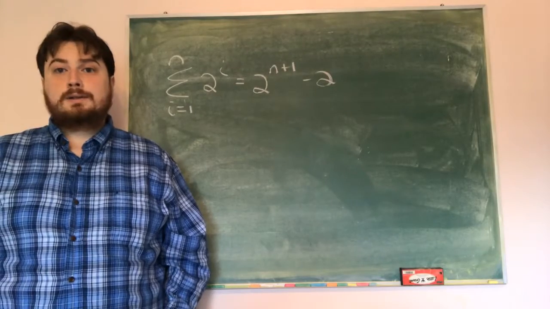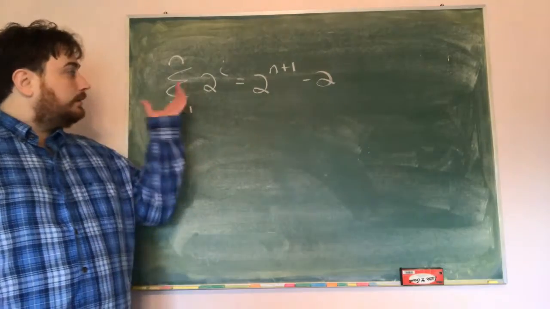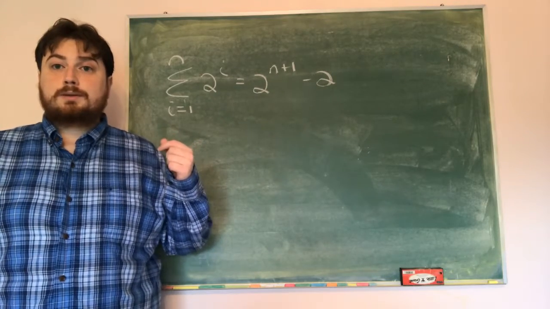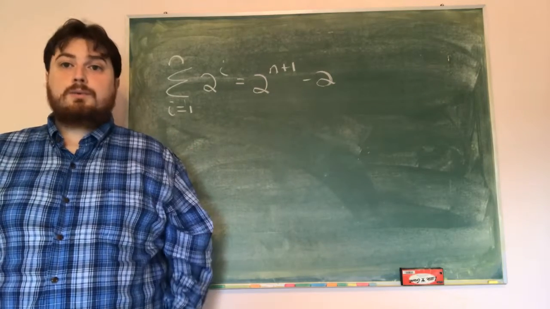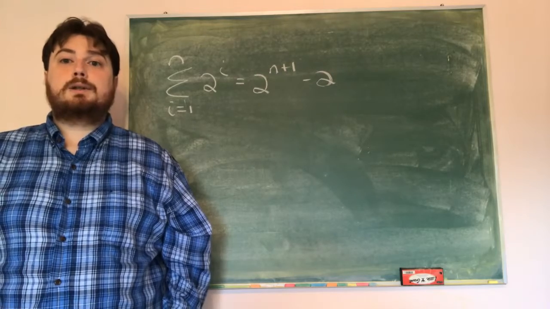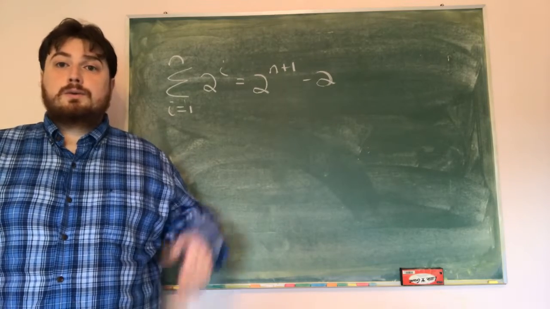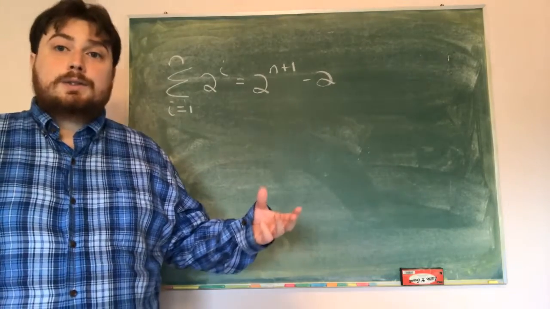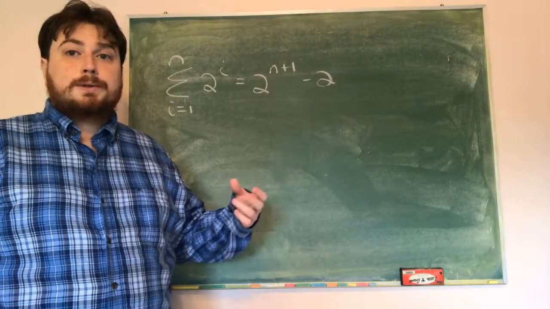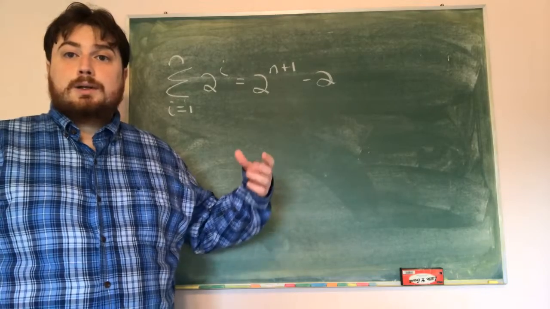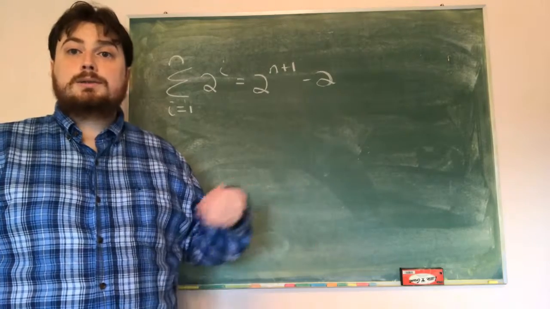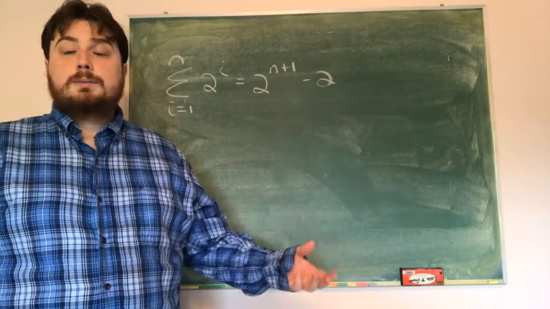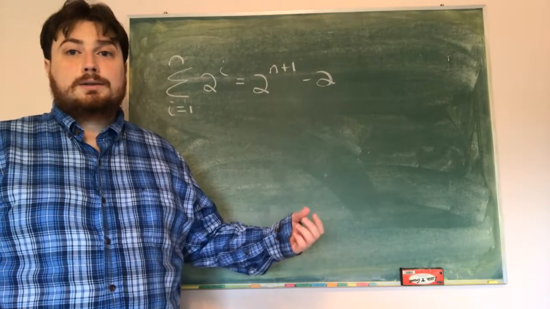Thank you for joining me today as we try to prove that the sum from 1 to n of 2 to the i is just 2 to the n plus 1 minus 2. As we go through this proof, we're going to use a proof by induction, meaning that we're going to show this is true for n equals 1, and then we're going to assume that this is true for n equals k and prove it's true for n equals k plus 1. In that process, because it's true for 1, that implies that it's true for 2, and then 3, and then 4, and then we'll get that the statement is true for all n as natural numbers.